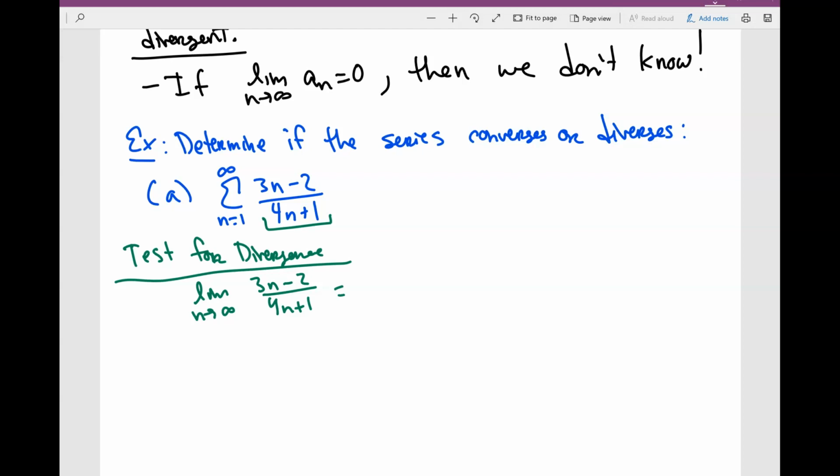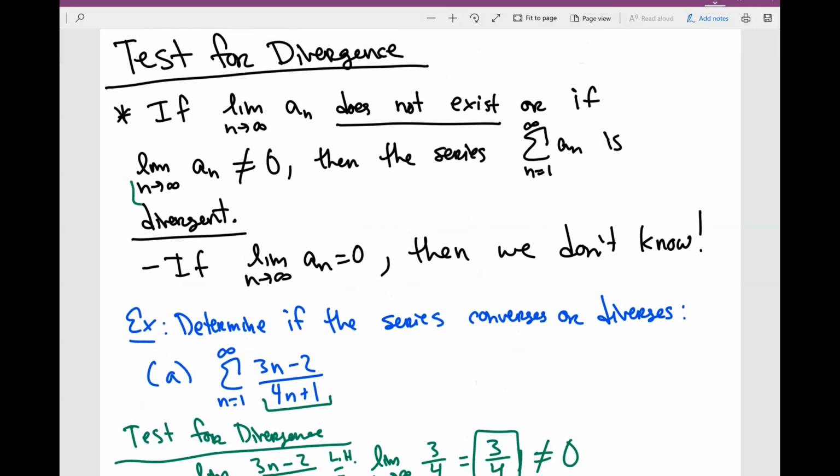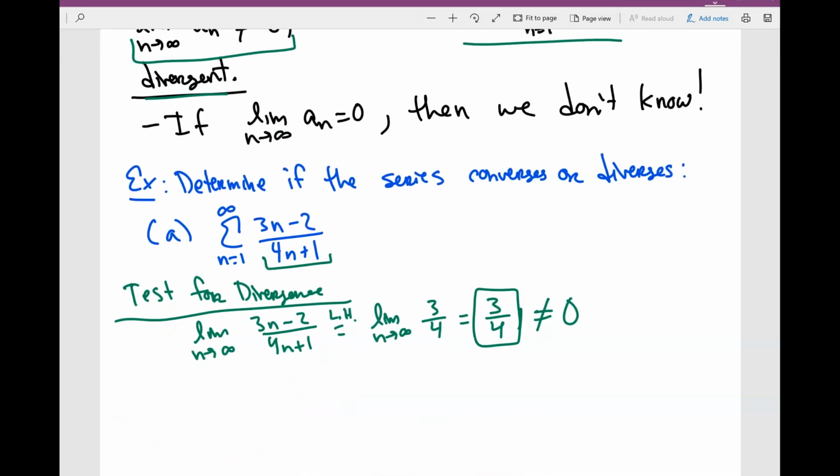Okay, so let's see what this gives me. Let me use L'Hopital's rule. I'm going to get the limit as n goes to infinity of the derivative of the top and the bottom, which is going to give me 3/4. Okay, cool. This number is not equal to 0, which is basically what we needed. If it's not equal to 0, what does it say? The series diverges.